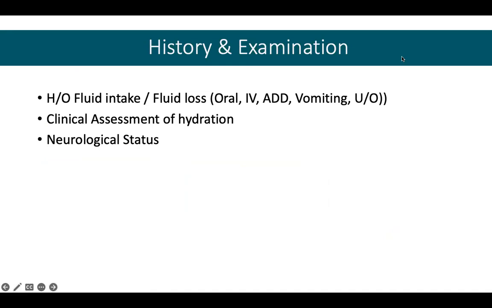So the first step whenever you have a child with hyponatremia is to get a proper history and examination. In the history, you want to know about fluid intake and fluid loss. That would include all normal and abnormal losses. That means what did the child take? Did the child receive any IV fluid? If yes, what was the IV fluid received? Is the child having a loss in the form of diarrhea, vomiting, or a polyuria? So you need to know all of that. You also need to know a clinical assessment of hydration. That's very, very important in management of hyponatremia and ultimately the neurological status of the child.